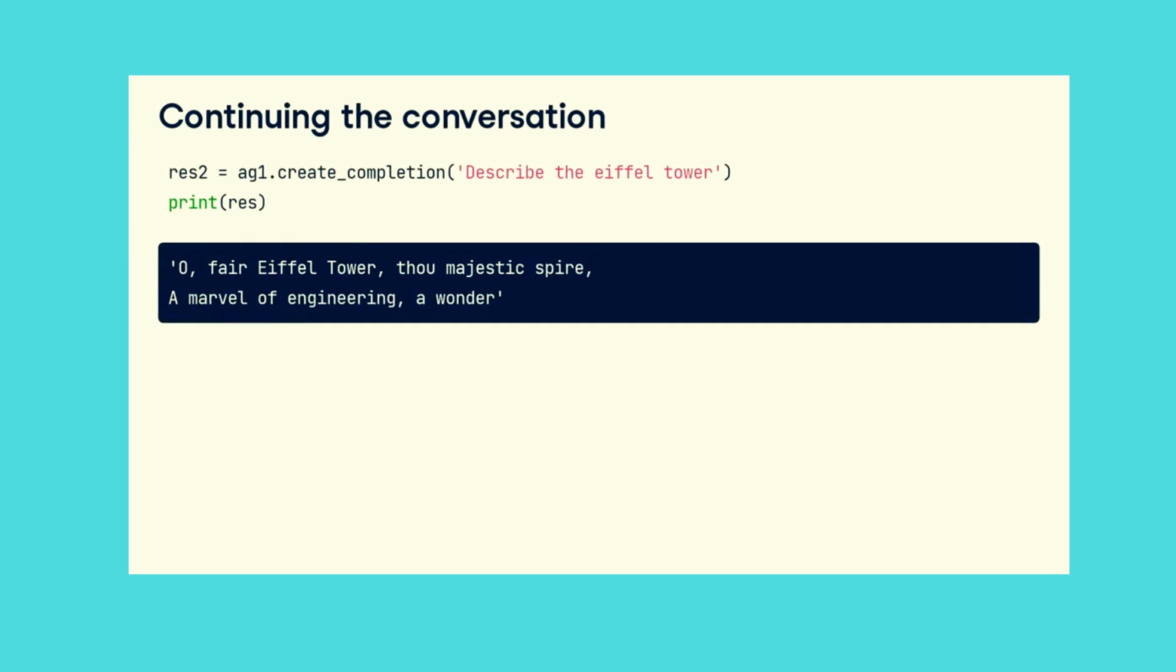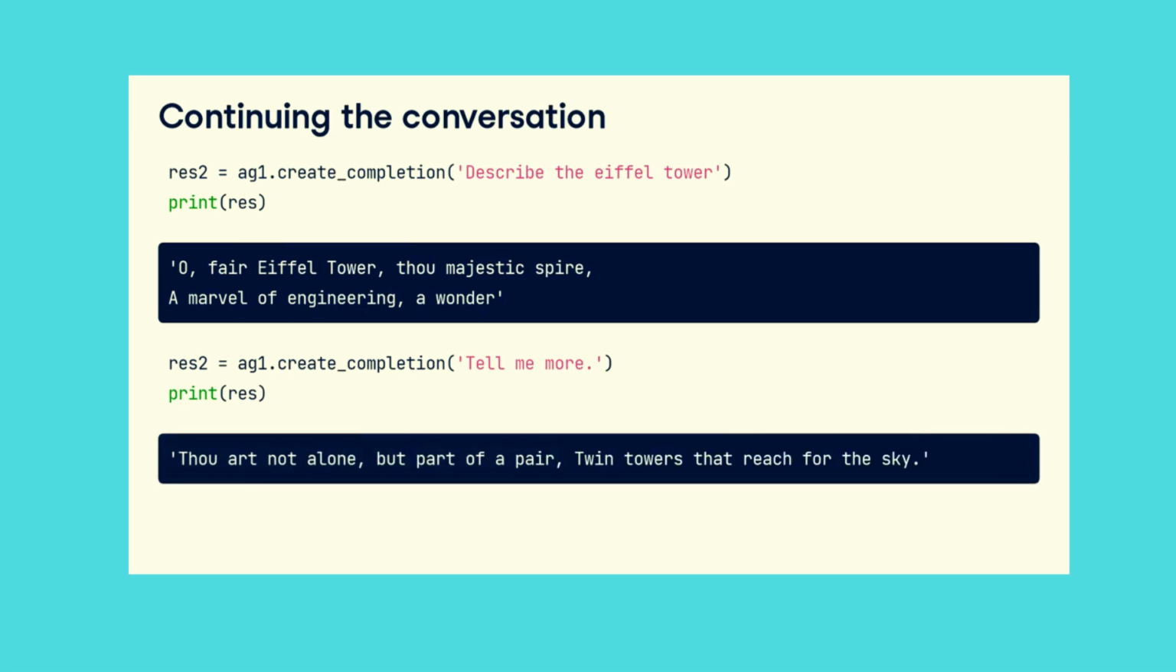Because the agent has history, we can even continue the conversation with it. We had asked it to describe the Eiffel Tower, and it gave us a response. If we ask it to tell us more, it extends the prose while keeping the style intact.